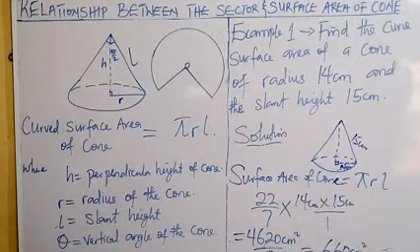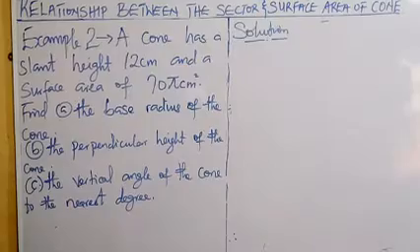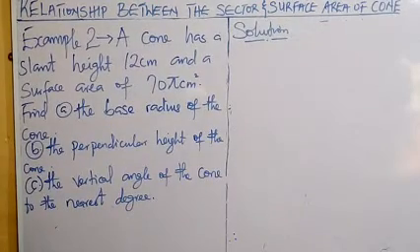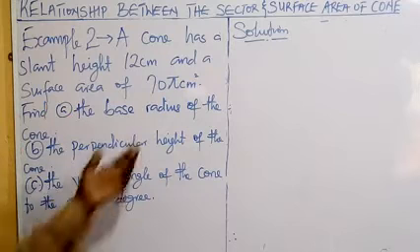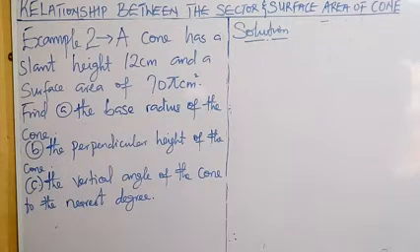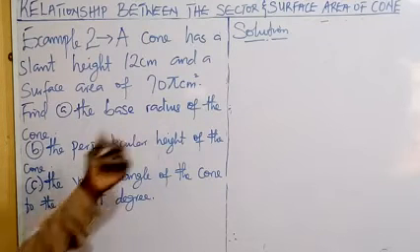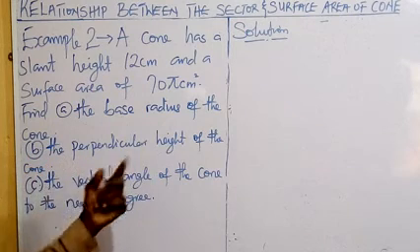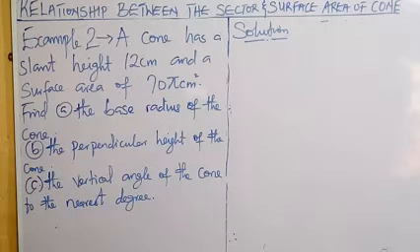Let's look at example 2 on the board. A cone has a slant height of 12 centimeter and a surface area of 70 pi centimeter square. It means that the surface area of the cone has been given as 70 pi centimeter square. Find the base radius of the cone, then the perpendicular height of the cone, and the vertical angle of the cone to the nearest degree.